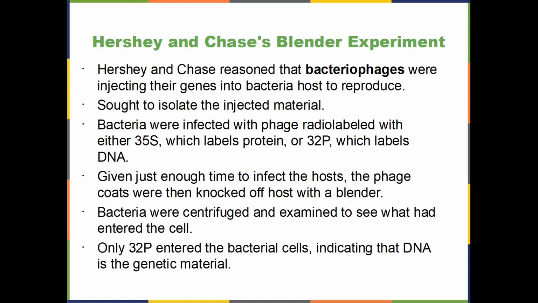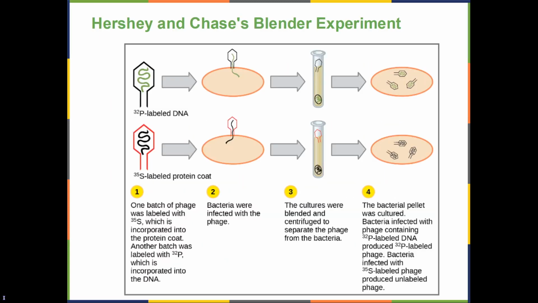All right. Now, what they found was that the bacteria now had the radioactive phosphate in them, thus indicating that it was DNA that was being injected into these bacteria. And so this gave more evidence to the idea that it was DNA that was acting as the transfer of genetic information.